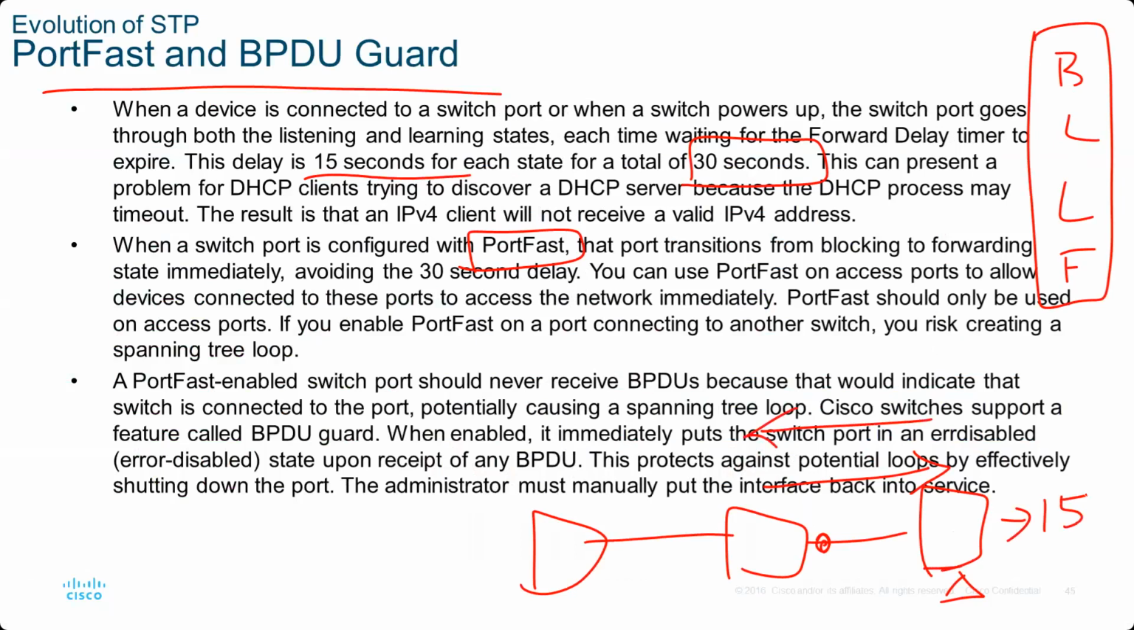Now, when you enable PortFast on this particular port, it will not undergo these two stages. From blocking, it will go directly to forwarding. So the packet comes to the switch and can take part in the network transmission. This capability is called PortFast.